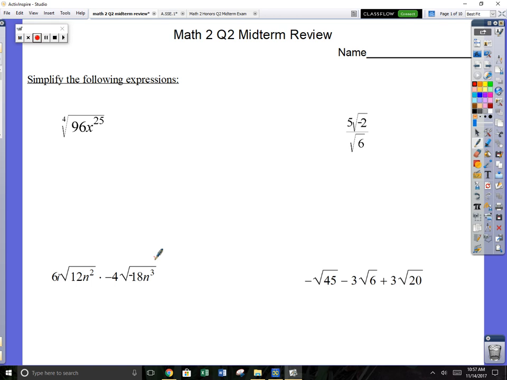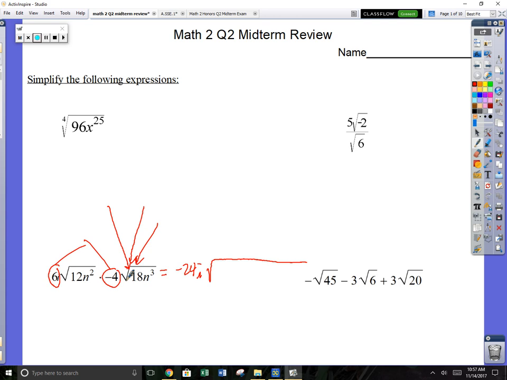Alright, here we go. You're going to multiply the outsides together. So 6 imaginaries times a negative 4 is a negative 24 imaginaries. Okay, now the inside. Same thing right here.